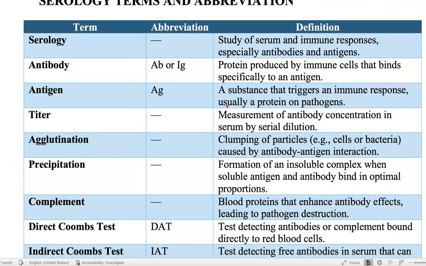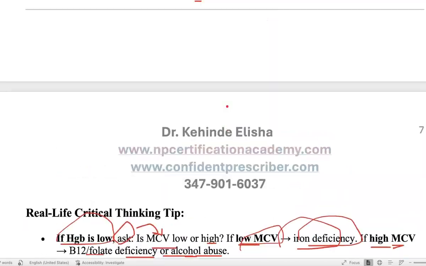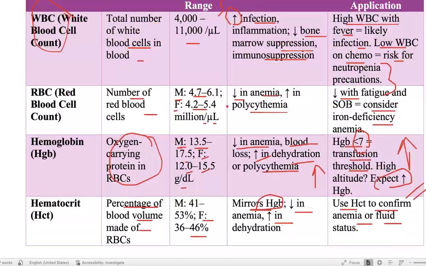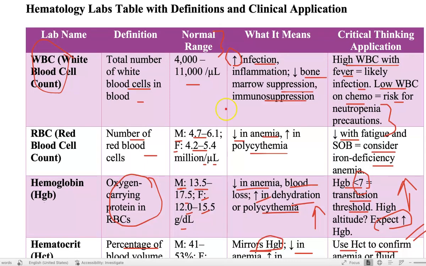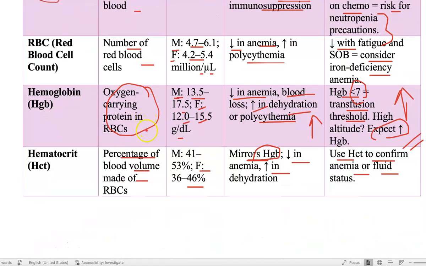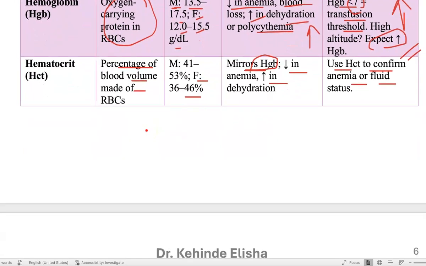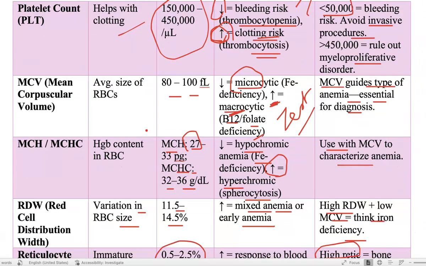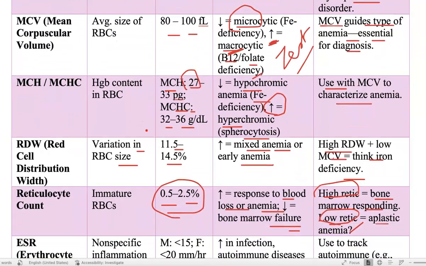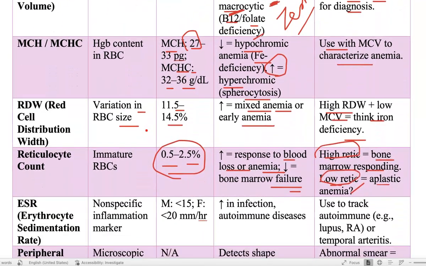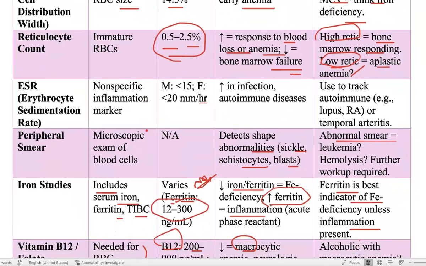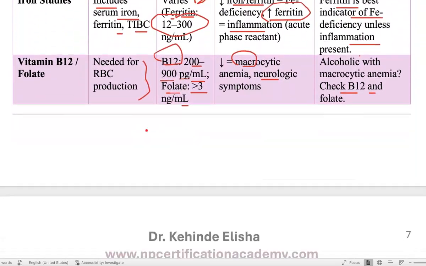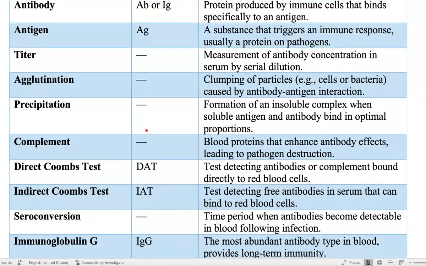All right. Now let's talk about serology. We just finished hematology. So what are the concepts under hematology that we discussed? It is WBC, RBC, hemoglobin, hematocrit, platelet count, MCV, that is the mean corpuscular volume, MCH, MCHC, RDW, ESR, iron studies, vitamin B12, and that is it.